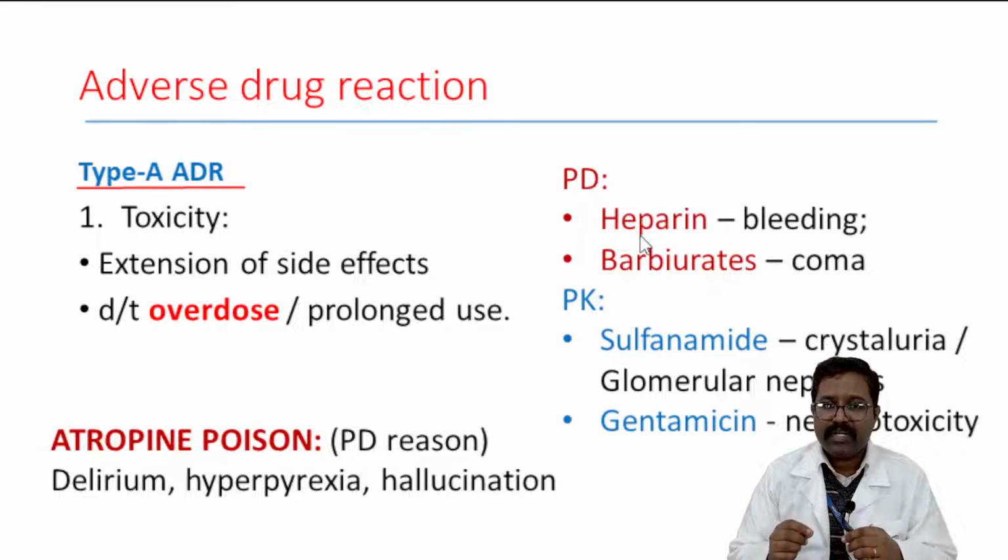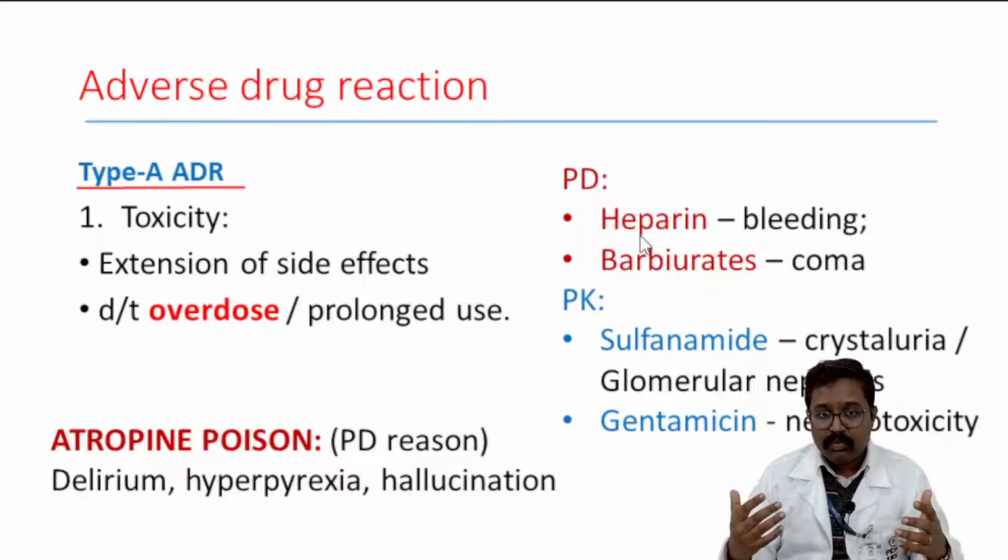So heparin is going to cause bleeding as a side effect because it's an anticoagulant. You need to monitor all the blood parameters. So next is the barbiturate, which is seen as a depressant drug. So this overdose can lead to unconsciousness as well as coma.